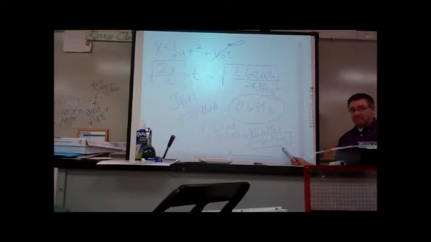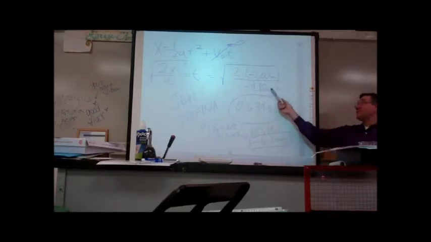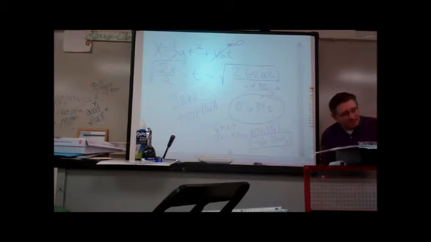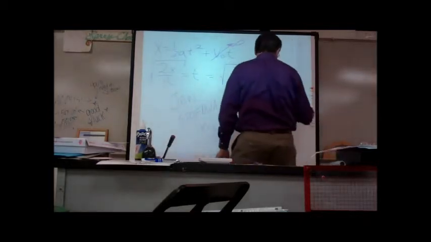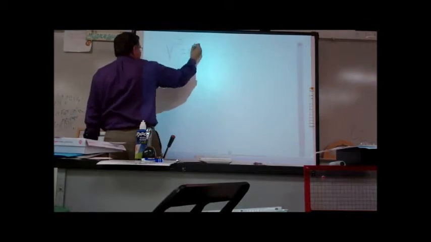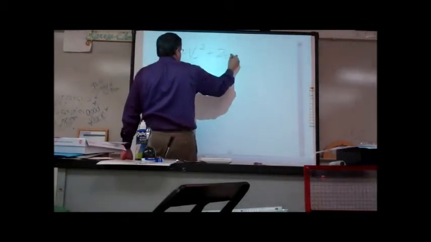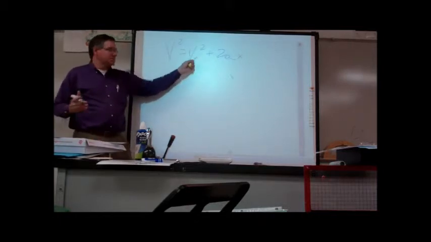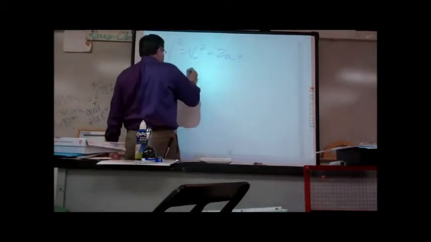Like if I forgot to take the square root here, this now becomes wrong. So, is there a way that I can find the final velocity without using time? Let's talk about that equation. I like that equation. So I've got v squared equals v naught squared plus 2ax. True? What's my initial velocity? 0. So I'm going to take the square root of this.